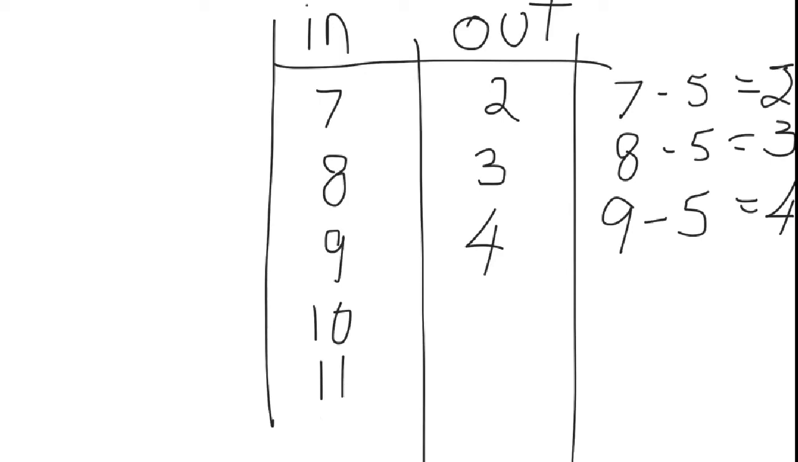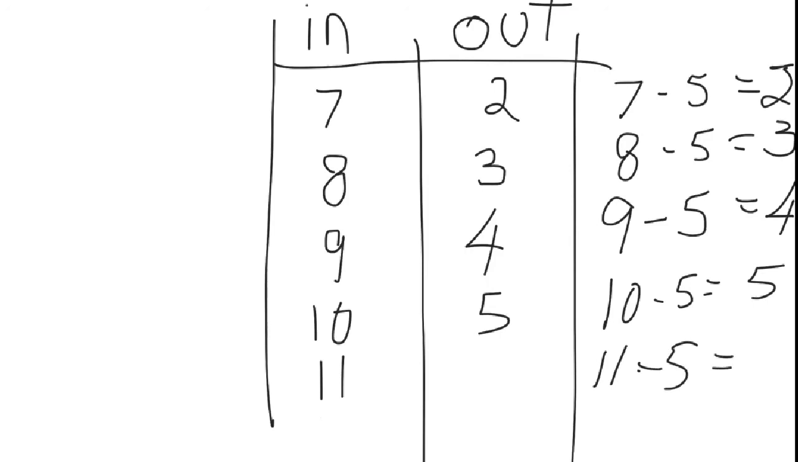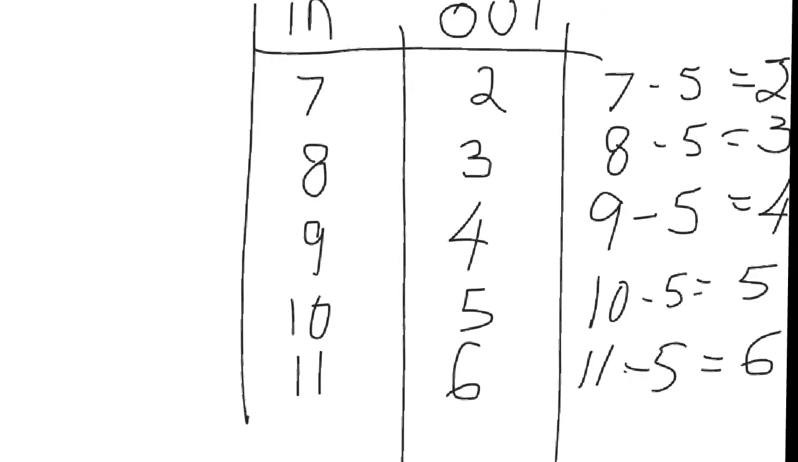So, if I start with an input of 10, what is my output going to be? 10 subtract 5 equals 5. And 11 subtract 5 equals 6. Get the idea? Good.